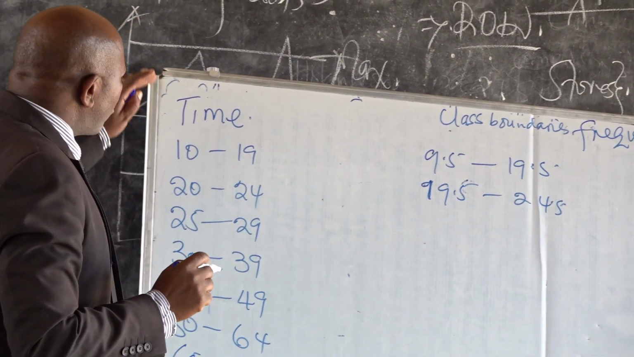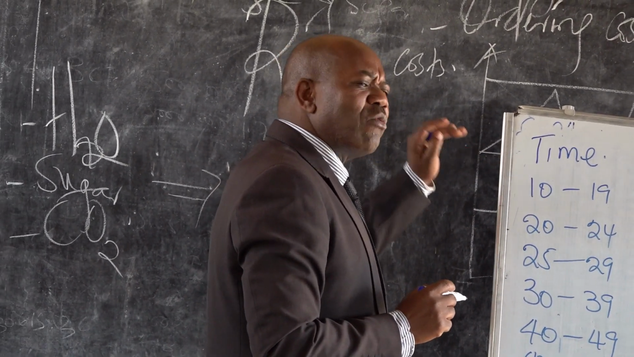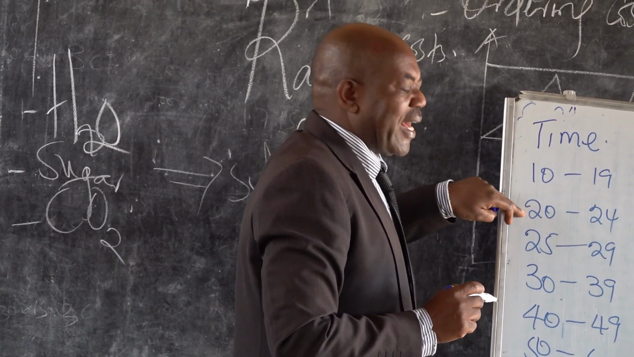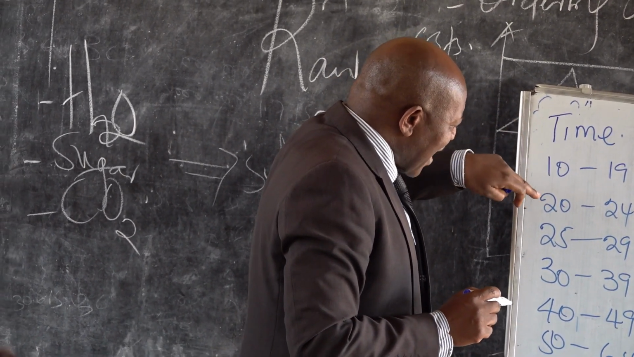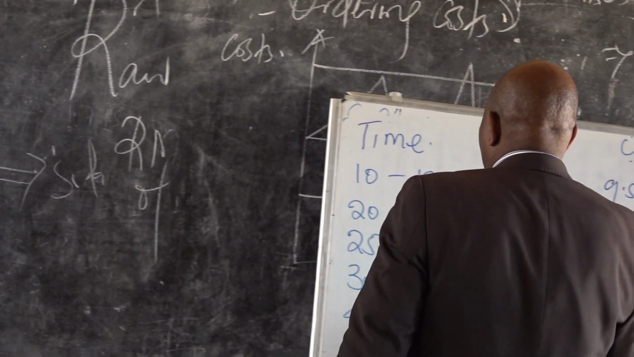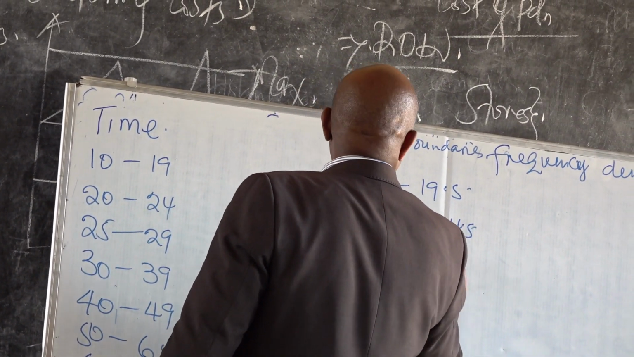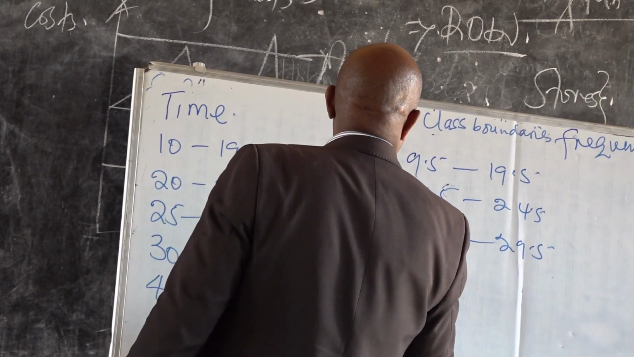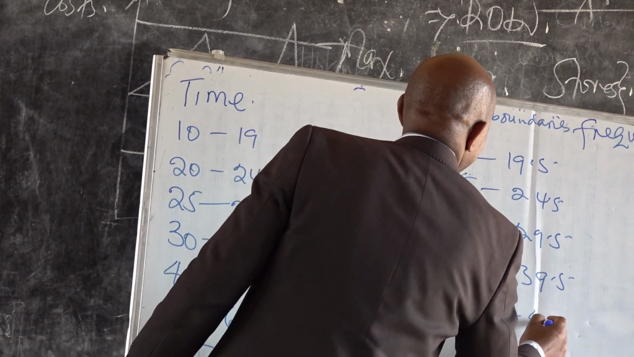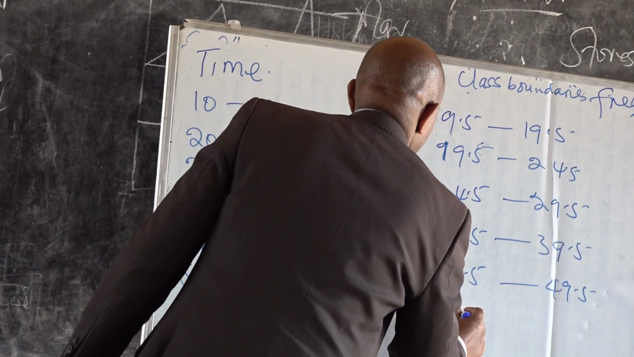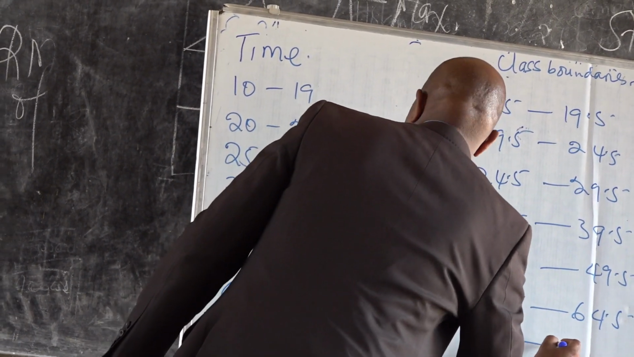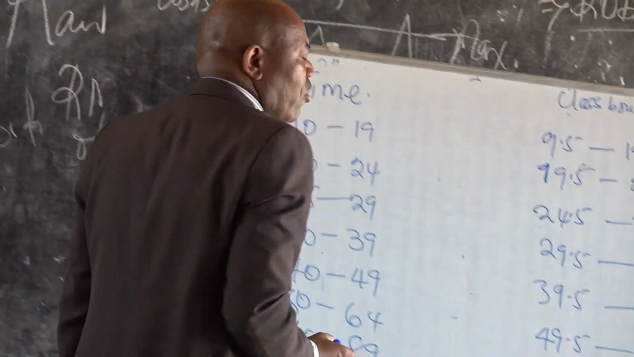I'm doing that because it is inclusive kind of grouping. We said inclusive kind of grouping is where the upper limit is not the same as the lower limit of the next class. Where the upper limit is the same as the limit of the next class, that one becomes exclusive and there is no adjustment. Now we shall have 24.5 to 29.5, 29.5 to 39.5, 39.5 to 49.5, 49.5 to 64.5, and 64.5 to 89.5. Is that okay?